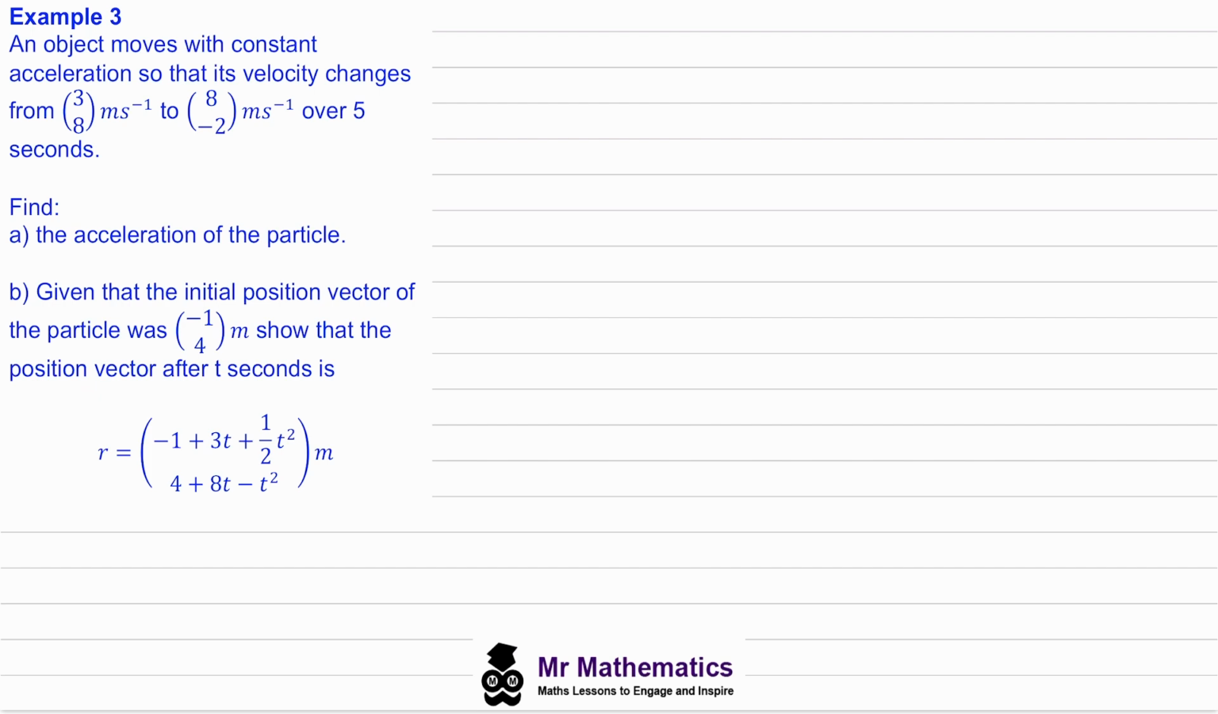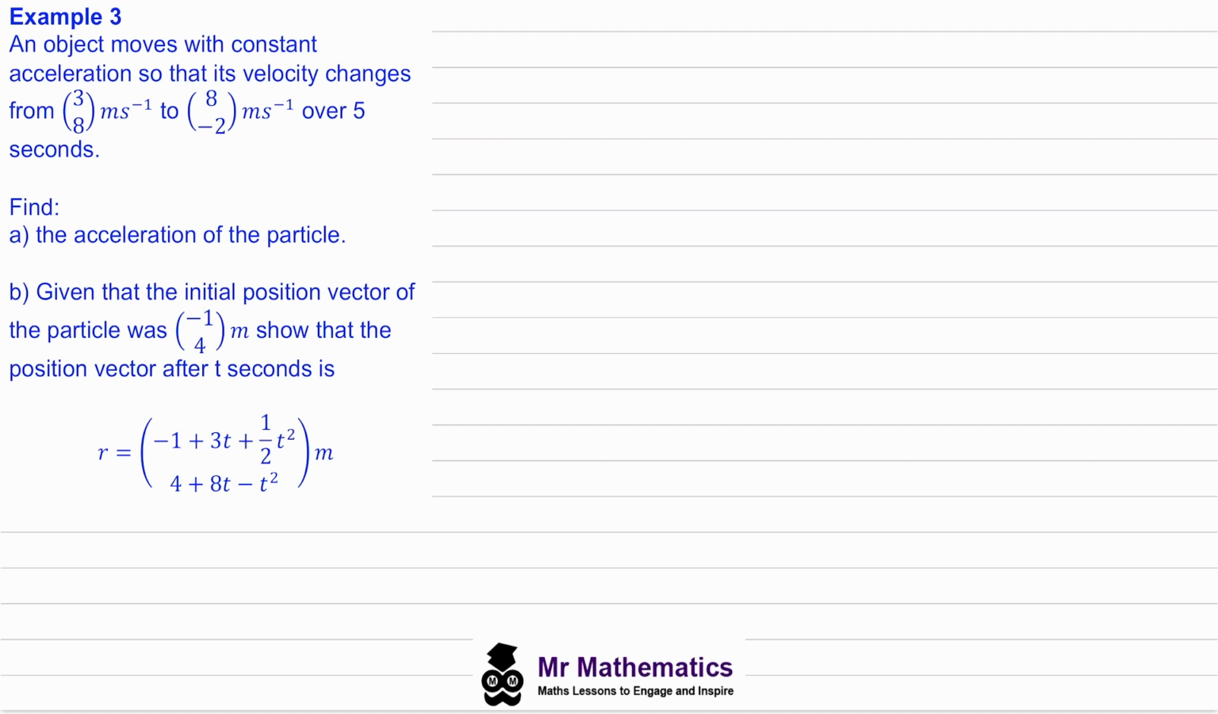In example 3, we're told that an object moves with constant acceleration so that its velocity changes from 3i + 8j meters per second to 8i - 2j meters per second over a 5-second period. For part A, we've been asked to work out the acceleration of the particle, and then for B, we've been asked to use this acceleration to show that this is a position vector in terms of t.